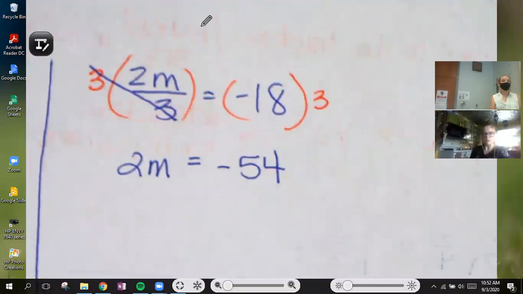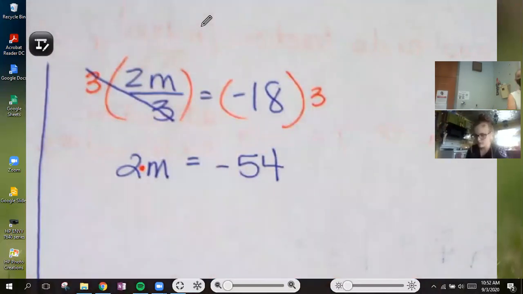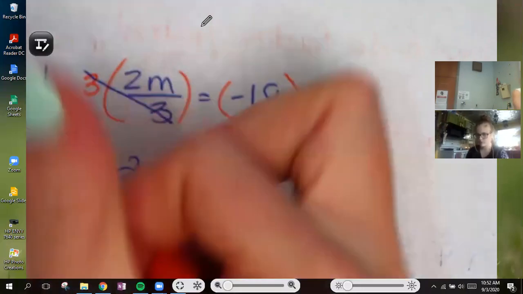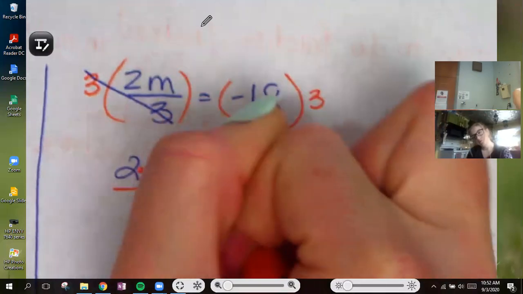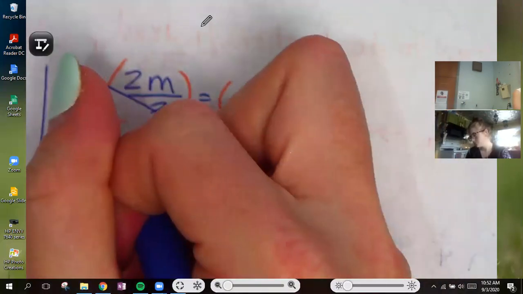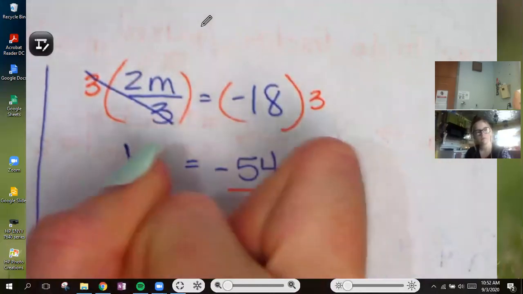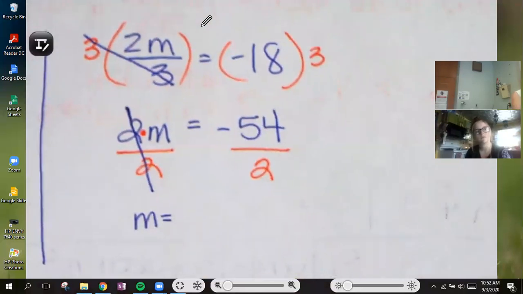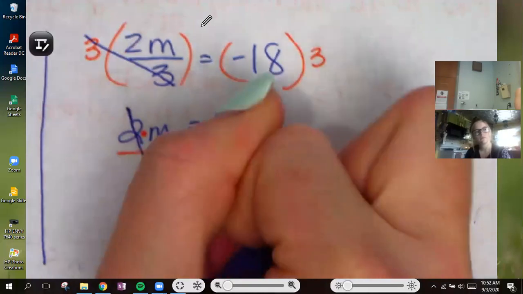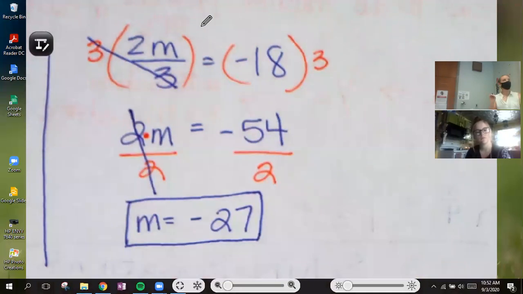Now we have just one step left because we're still trying to get that m by itself. So that's 2 times m. So how do we get rid of times 2? Divide by 2. If I do it to one side, I've got to do it to the other. 2 divided by 2, what happens? Cancel. What's left? m. Negative 54 divided by positive 2 is negative 27. Just because we do it a different way, if we follow all the right procedures, you should get the same answer.